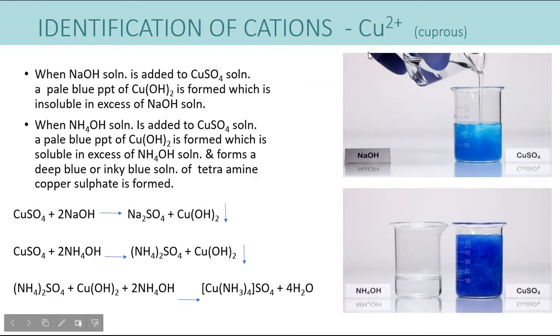The next ion is the copper 2+ ion, that is cupric ion. So here again we'll test it with sodium hydroxide and ammonium hydroxide. When sodium hydroxide solution is added to copper sulfate solution, a pale blue precipitate of copper hydroxide is formed, which is insoluble in excess of sodium hydroxide solution. You add more sodium hydroxide solution, the copper 2 hydroxide is insoluble.